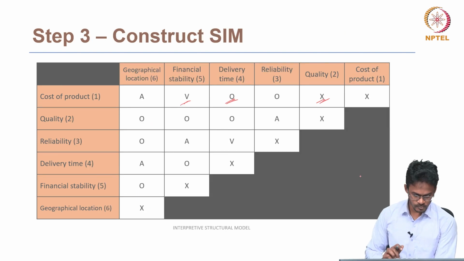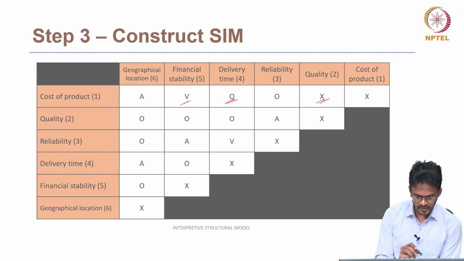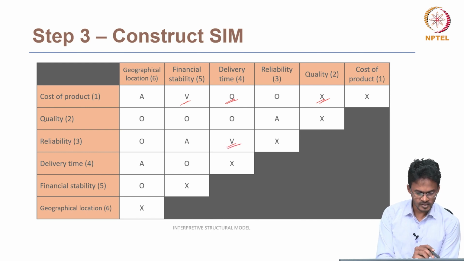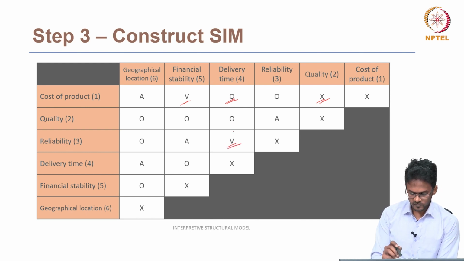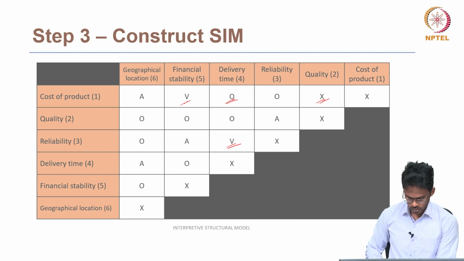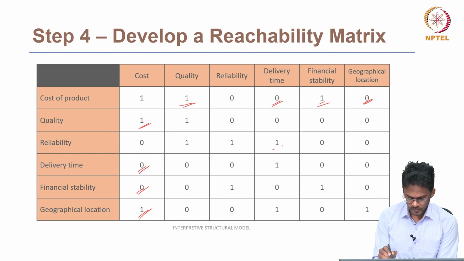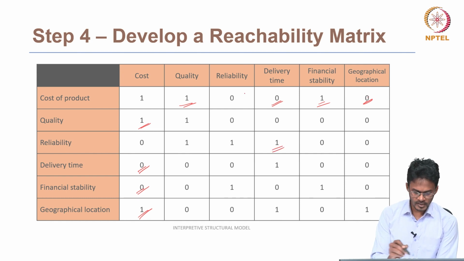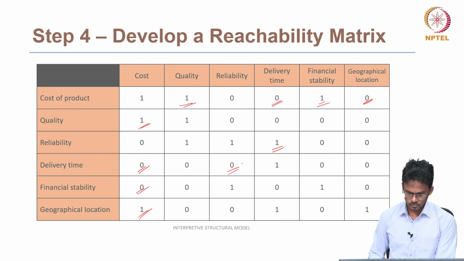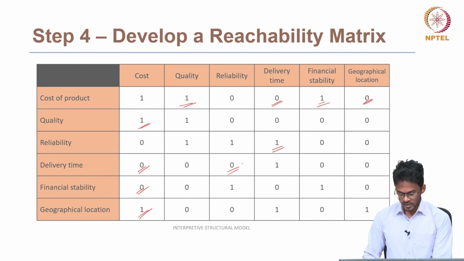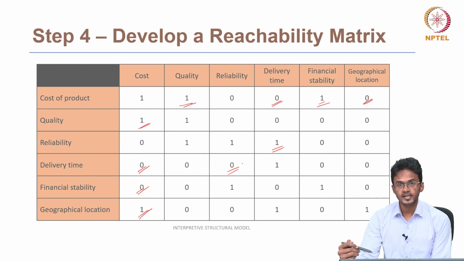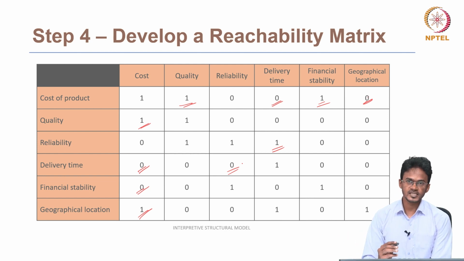We will see one more example. So, we can take reliability and delivery time, it is V. Hence, reliability to delivery time will be 1, but delivery time to reliability will be 0. So, this is how a reachability matrix is developed, but this reachability matrix shows only direct relationships between the factors. But to reach the final reachability matrix, we have to consider the transitivity rule.